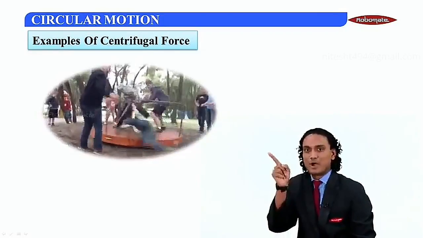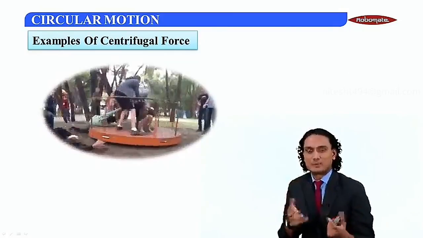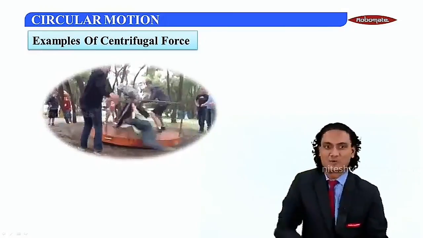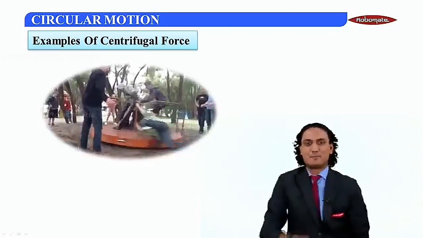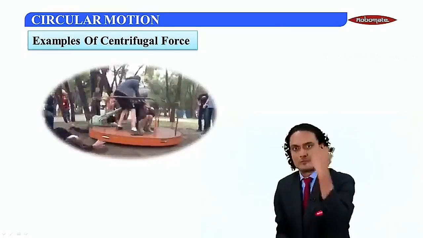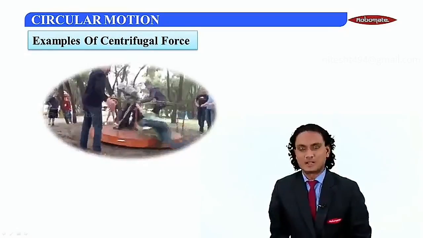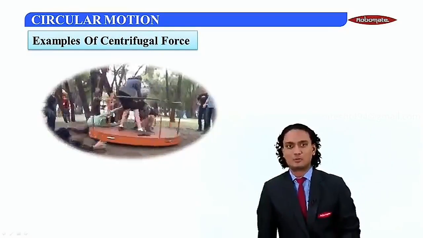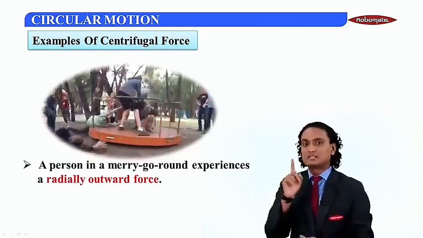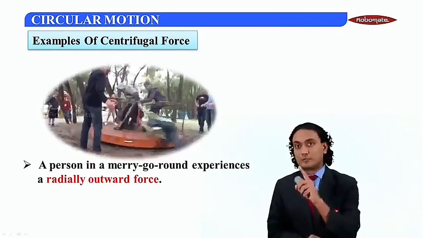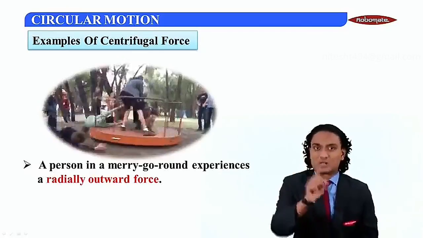And you see the boy on the ground. Is he experiencing any push? No. But once he knocks him off, he falls down. But the people on the merry-go-round, you see them. They are all holding. They are scared. They will be pulled out. Yes. Centrifugal force will push them out. Is that clear? So this is your centrifugal force. So keep this in your mind. A person in a merry-go-round experiences a radially outward force called centrifugal force. Why? Because he is in a non-inertial, accelerated frame.